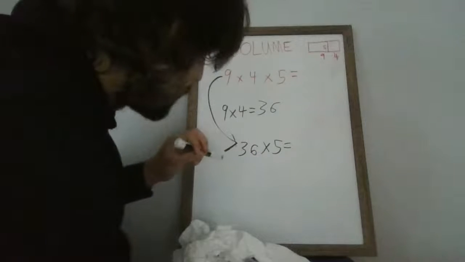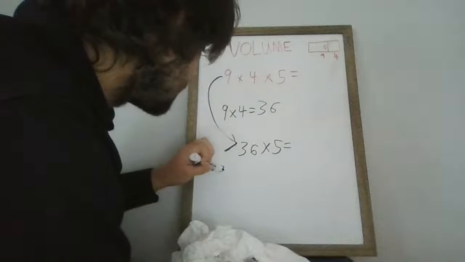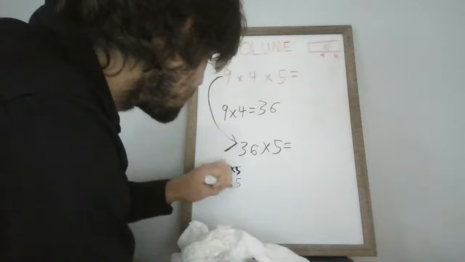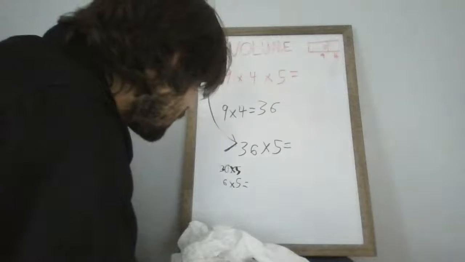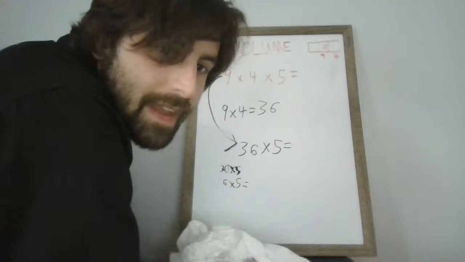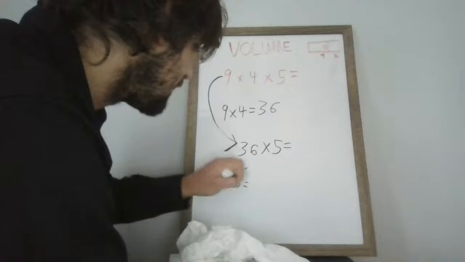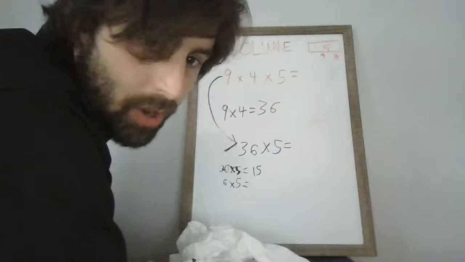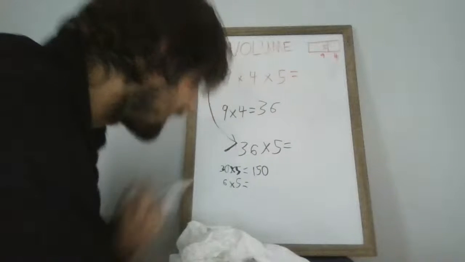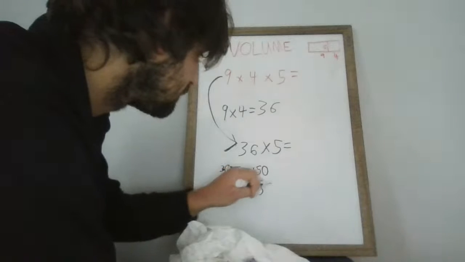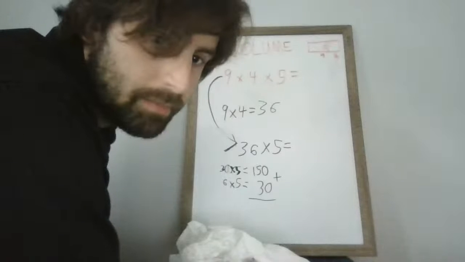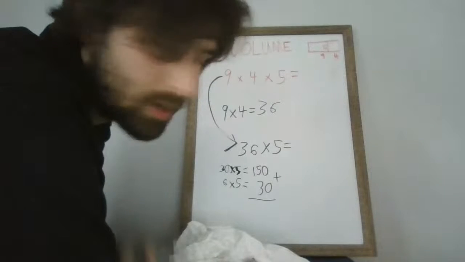To figure out 36 times 5, all we got to do is figure out what 30 times 5 is and 6 times 5 is and add our answers. 30 times 5, to figure out 30 times 5, you just multiply 3 times 5 and then add a 0 to your answer. So 3 times 5 is 15. If we add a 0 to the number 15, we get 150. 6 times 5 equals 30. 150 plus 30 equals 180.